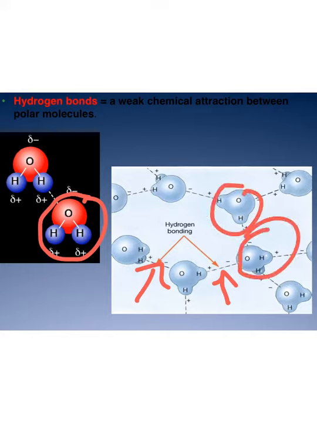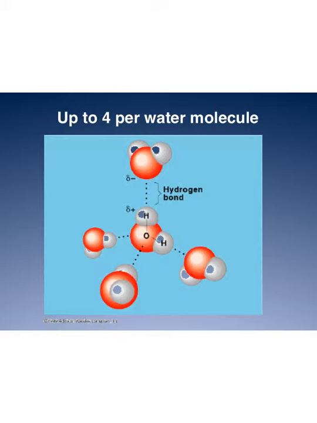So you have two different things going on when we're talking about water. We have the covalent bond, which is polar, which creates the environment for the formation of the hydrogen bonds, which holds the water molecules together. And that's what gives water all those cool properties that we mentioned before.